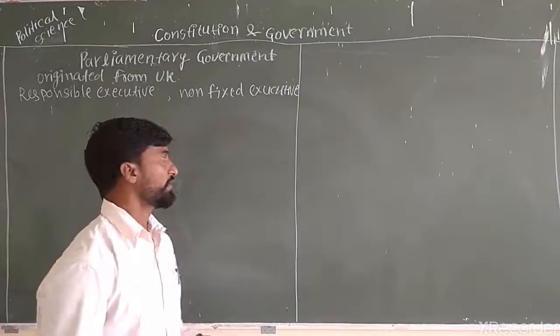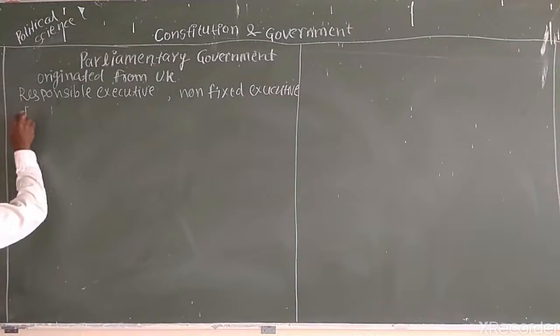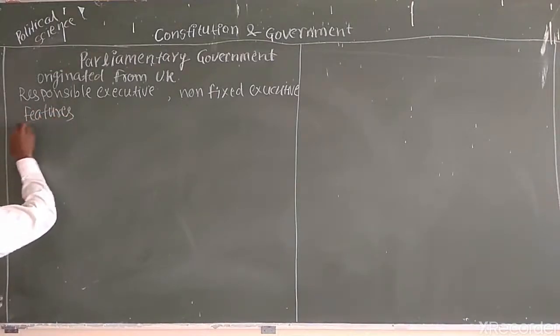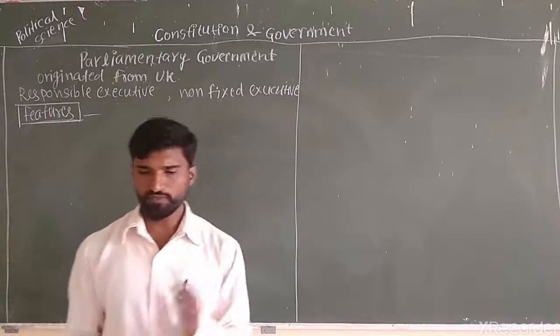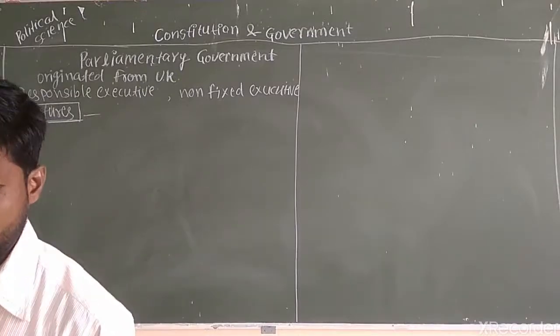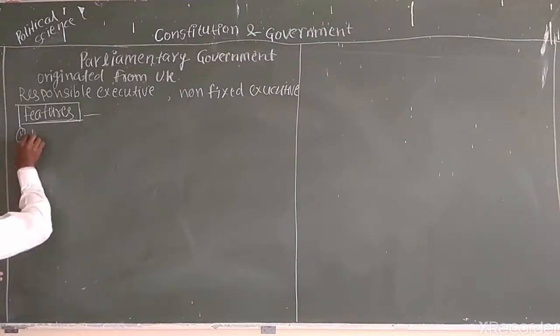Now let's see what are the different features of the parliamentary system. There are different types of features. The first one you can see here is the presence of a titular or nominal executive. Better you keep in mind, nominal.